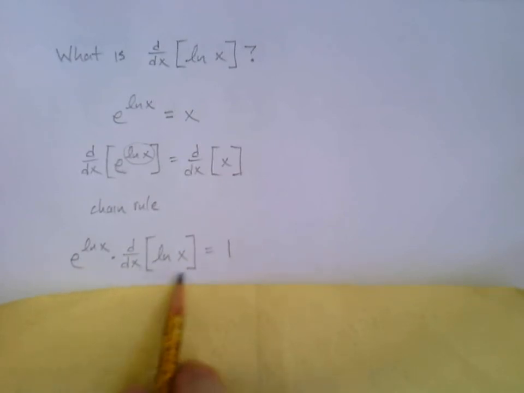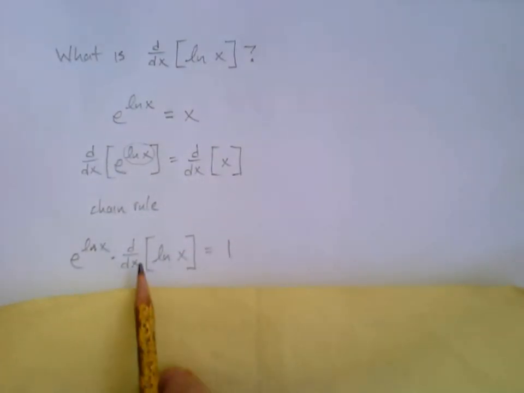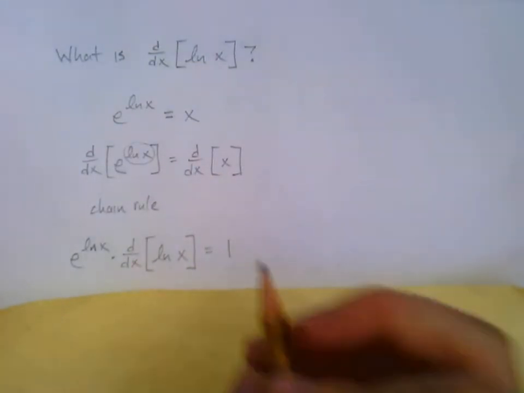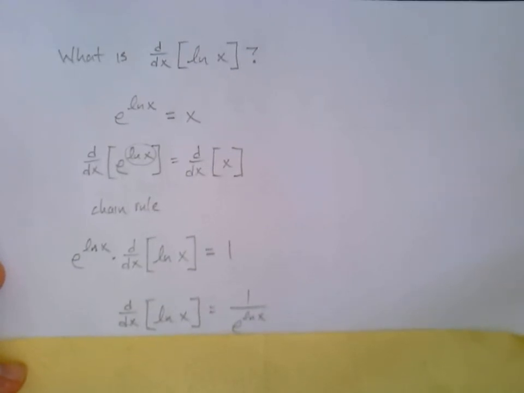Now, of course, we don't know what this is. That's the whole question in the first place. So we'll just leave it like that. Okay, so we've got e to the natural log of x times the derivative of natural log x, which we don't know. And on the right side, well, that's equal to 1. So if we want to know what this equals, all we got to do is divide this over to the other side. And that is pretty clever. So let's divide it over.